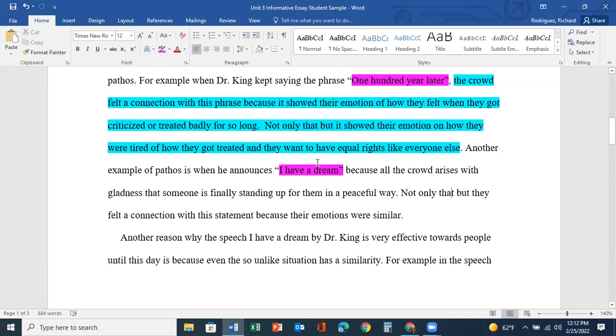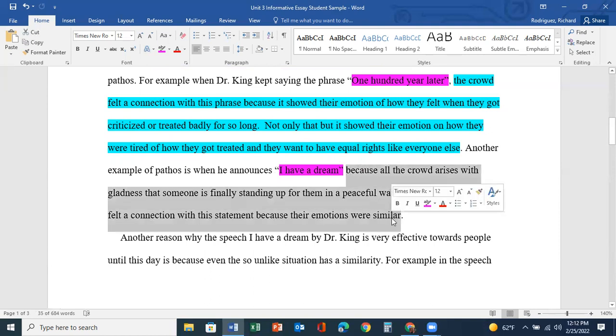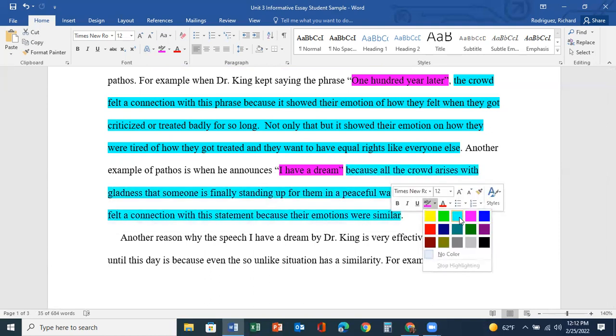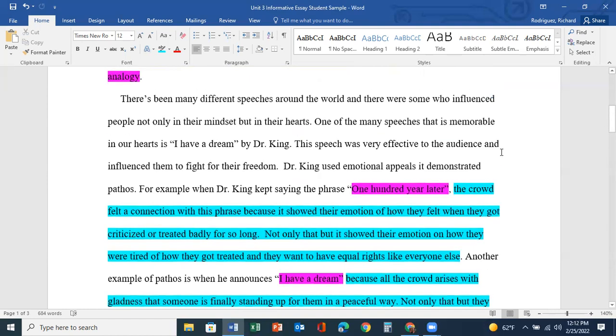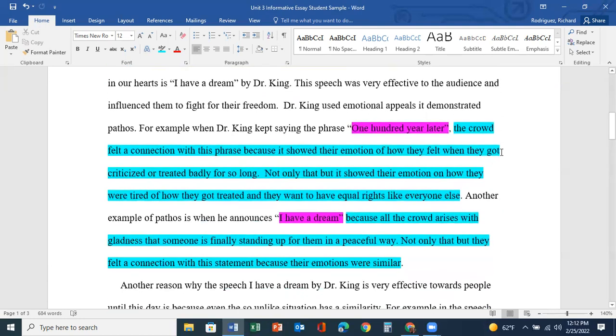And then I have a dream. When he announces, because the crowd arises, now here's more explanation. There's more analysis of that detail. So as a teacher, I see detail, cited evidence, and then analysis, why that matters. Detail analysis, detail analysis. I give it an A. That's how you can focus on grading with your kids.